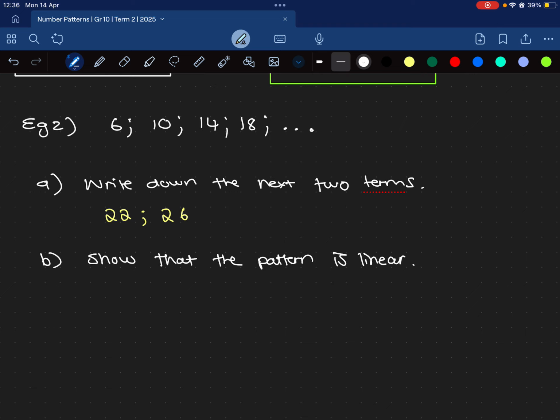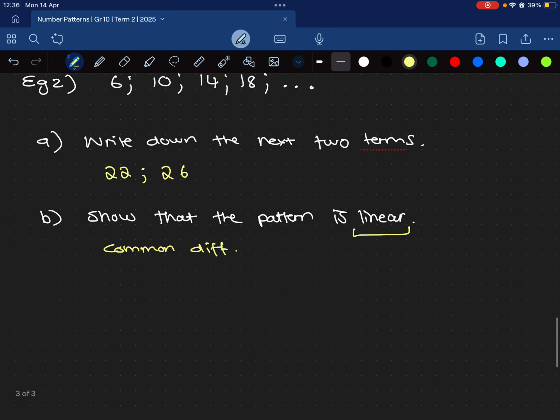So I'm sure you'll notice that, well, we said that all linear patterns have a common difference. So we see that it has a common difference of 4, because if I take T2 minus T1, you're going to get 4. And if you take term 3 minus term 2, you also get 4. So there is going to be a common difference.